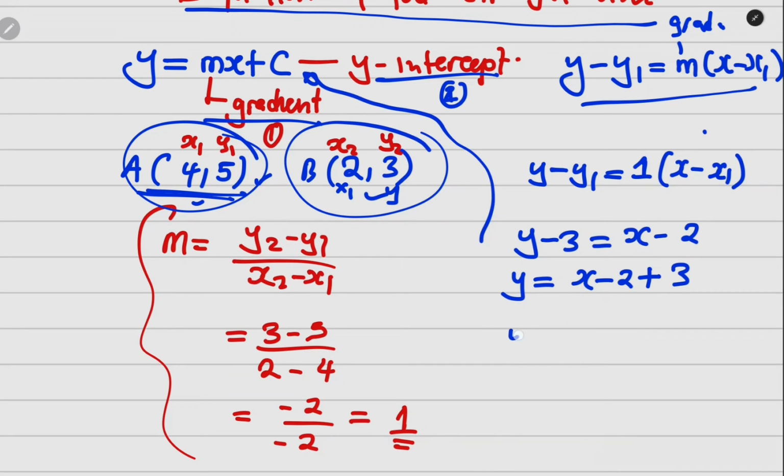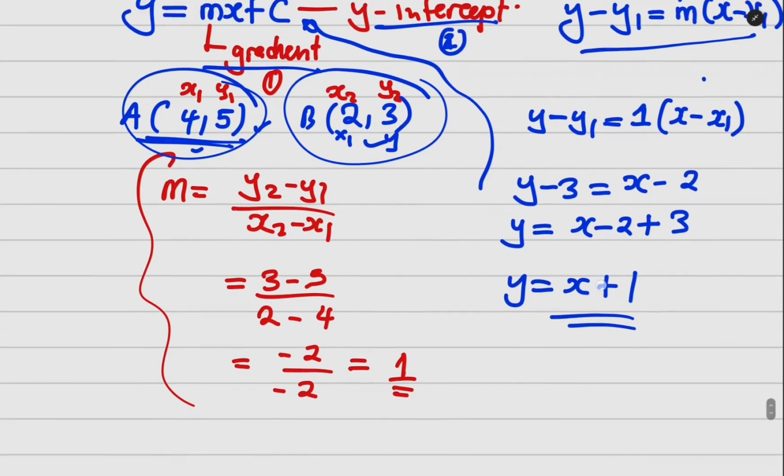So what are you going to remain with here? y is equals to x. This is just going to be plus 1. This is the equation that we had found using even this one. So that is how you can use two of the equations here to find the equation of a straight line.